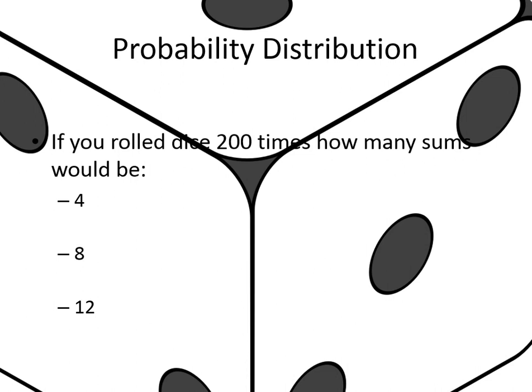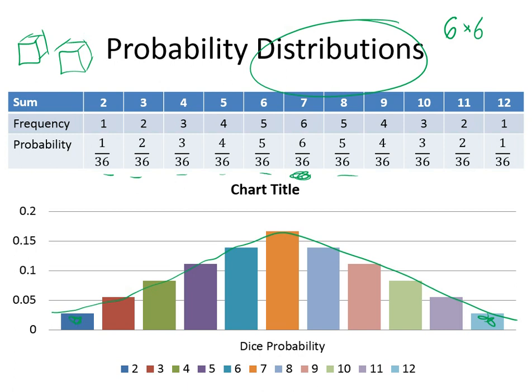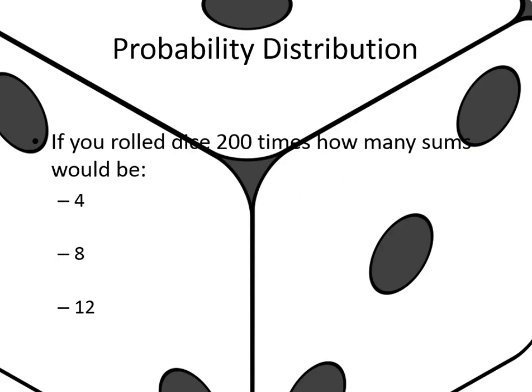So if we rolled a dice 200 times, based on our previous table back here, the first one we wanted to know was 4. So what's the probability of us rolling a 4? How many 4s would come up if we rolled the dice 200 times? And so what we would do is take the probability of a 4 occurring, which was 3 over 36, and multiply it by 200, which we end up getting as about 16 or 17 times.